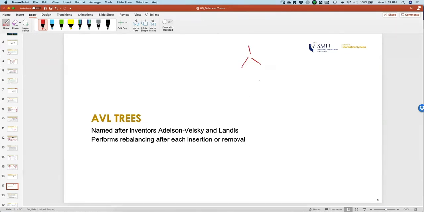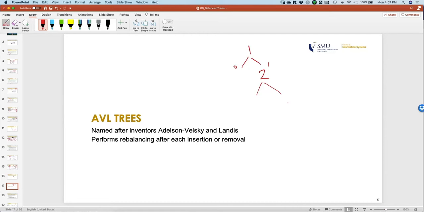Then I put in 2. So I put in 2, then I'm going to have 2 sentinels, right? Now, on the left side, I'm going to have a height of 0. On the right side, I'm going to have a height of 1. So the difference is only 1. So we can tolerate that. We still call that balanced.